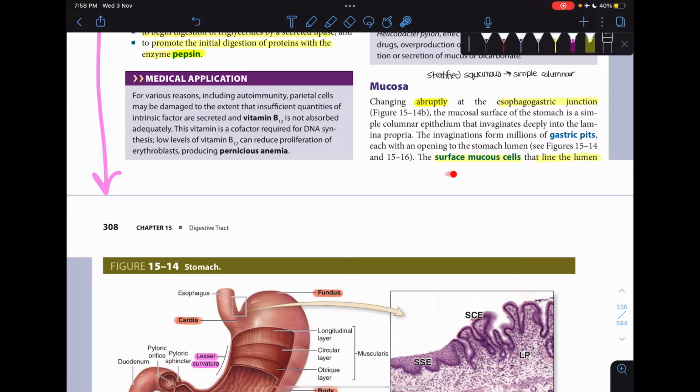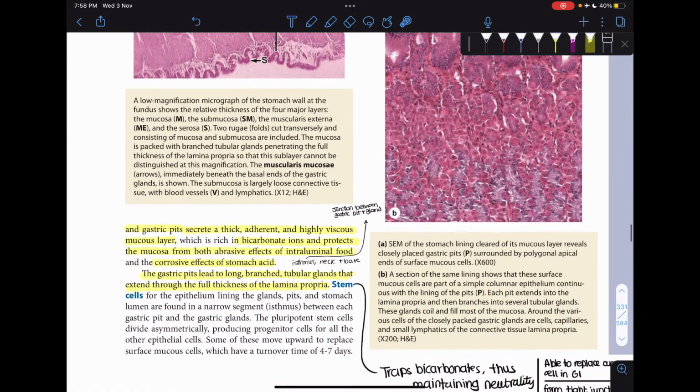The surface mucous cells that line the lumen and the gastric pits secrete a thick, adherent, and highly viscous mucus layer. This mucus layer is rich in bicarbonate ions, and its function is to protect the mucosa from both the abrasive effects of the intraluminal food and the corrosive effects of the stomach acid, which is the hydrochloric acid.